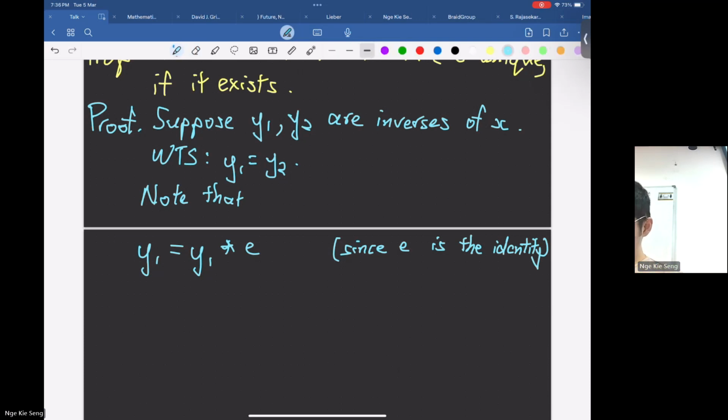And next, how to generate E? I can generate E using y2 because y2 is the inverse of x, right? So in particular, x composed with y2 is E, right? Okay. So what's next?